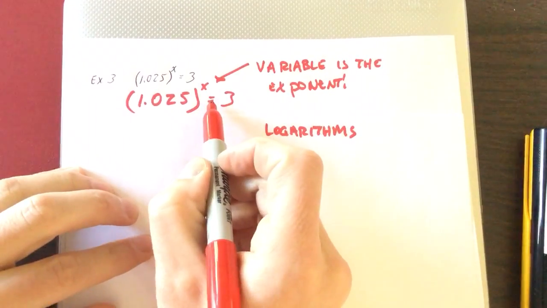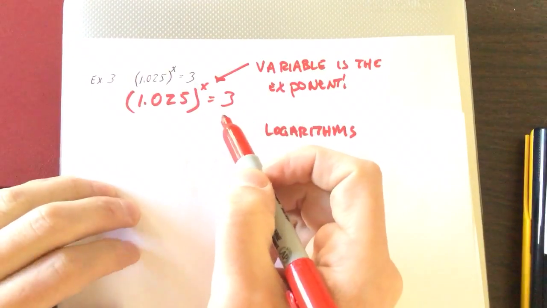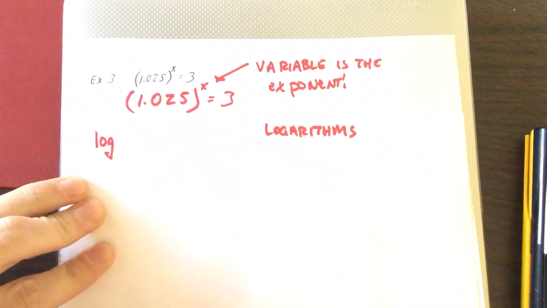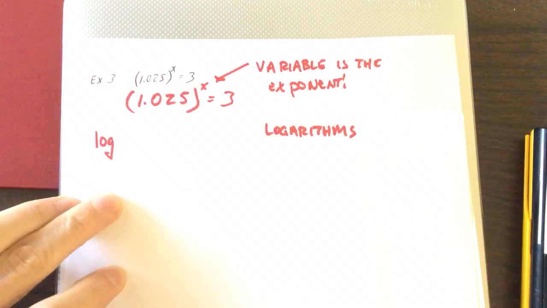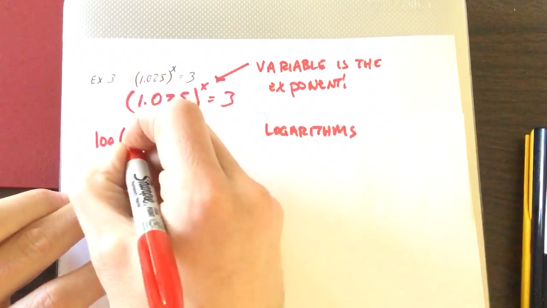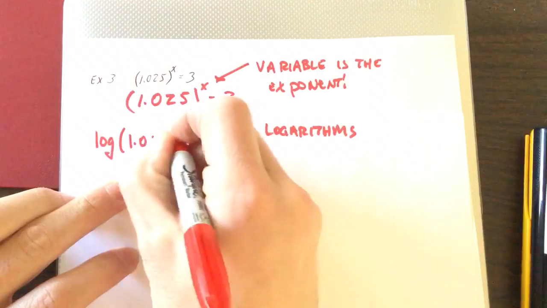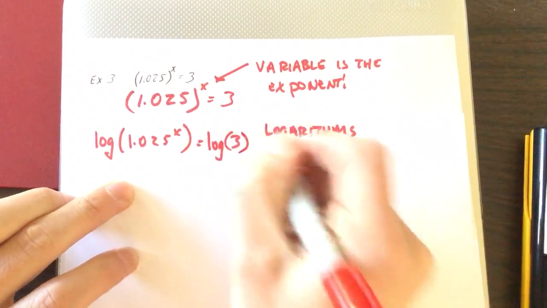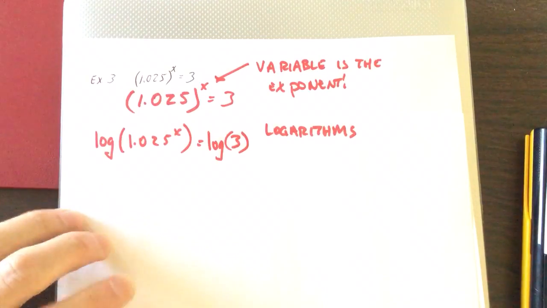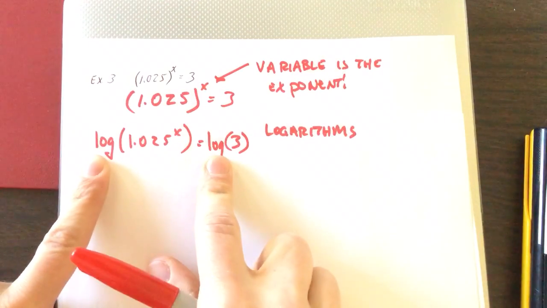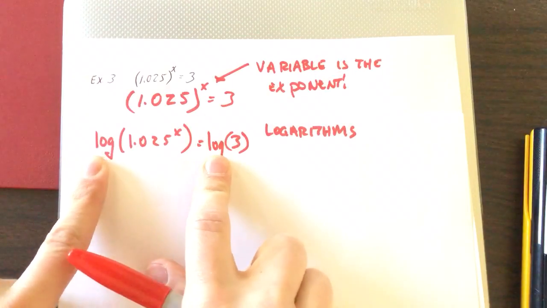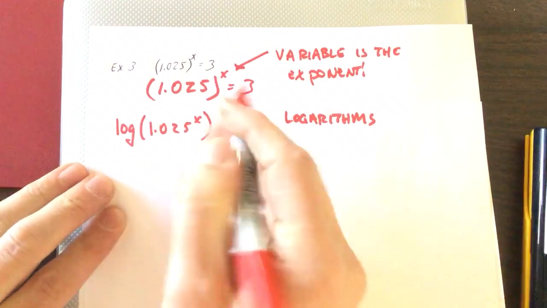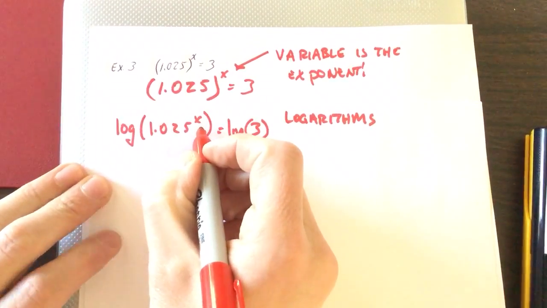Anytime we have a variable in the exponent, what we're going to do is take a log of both sides. So I'm going to use log base 10. That's just a button in the calculator. So it's going to be log of 1.025 to the x equals log of 3. Taking the log of both sides is like taking the square root of both sides. We are doing an operation to both sides. What happens here, we've got an exponent inside of a log.